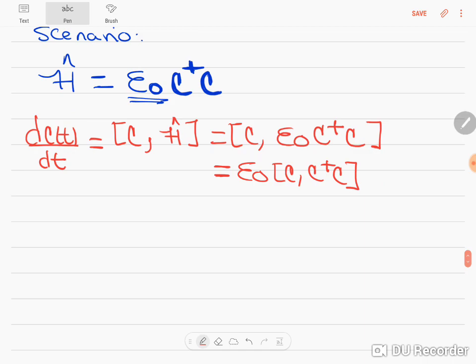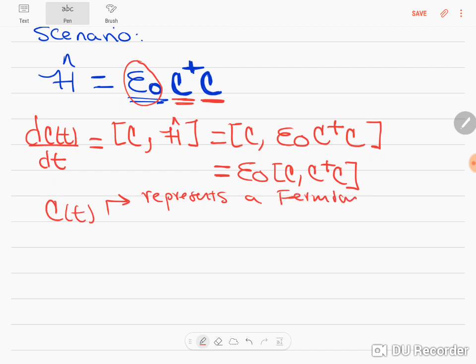Now we have to start thinking about what I told you early on, that this C removes a particle from an energy level E0, and that this C dagger adds that. So we have to think, what is the nature of that particle? Is that particle a fermion? So C of t represents a fermion or represents a boson.